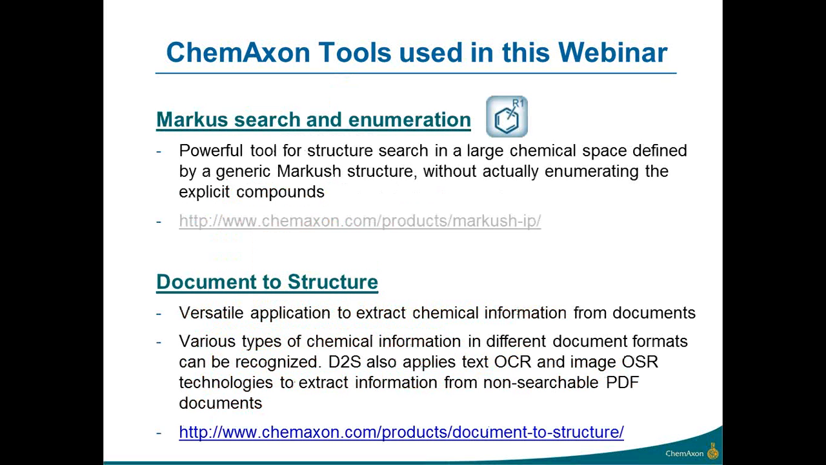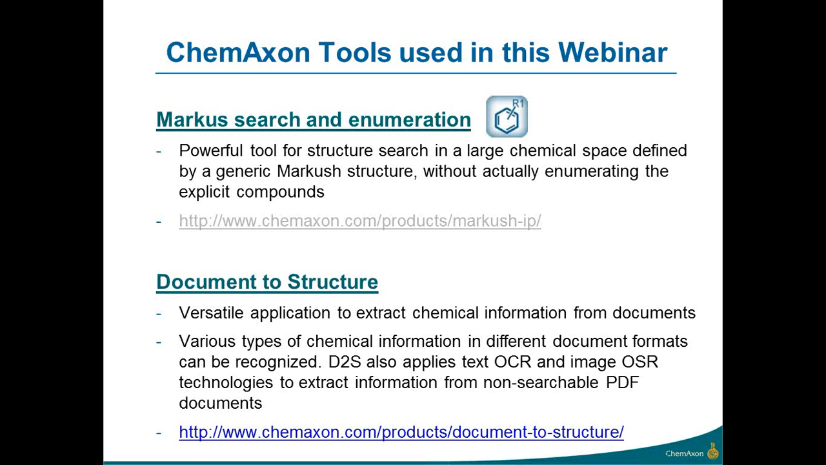And the last two technologies you'll see today are Markush search and enumeration technology. It's a powerful tool for searching structures in large chemical space, usually defined by generic Markush structures, without actually having the need to enumerate the explicit compounds. Again, you can find out more on the Markush product page on our web page. And the last one is Document to Structure. This is our new technology, which allows you to extract chemical information from documents. And that could be any text.